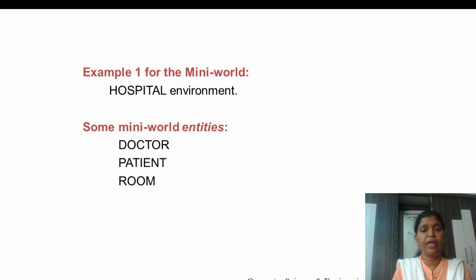So you can think of any hospital comprising of some three important things. Some mini world entities I am considering here: doctor, patient, and a room. Like a hospital has different rooms. If a patient is getting admitted, I will be allocating him a room. So three entities I am considering here.